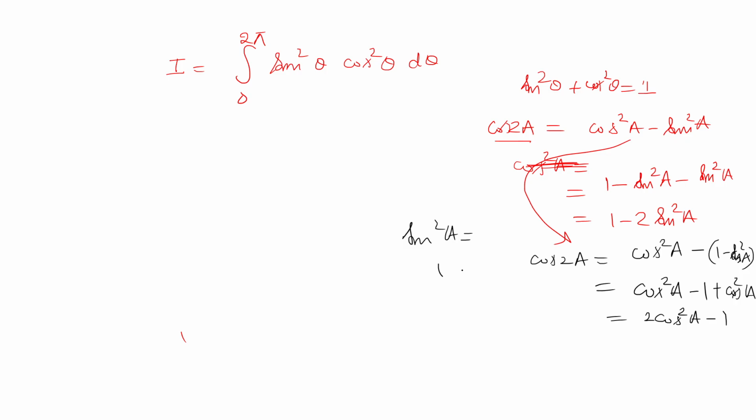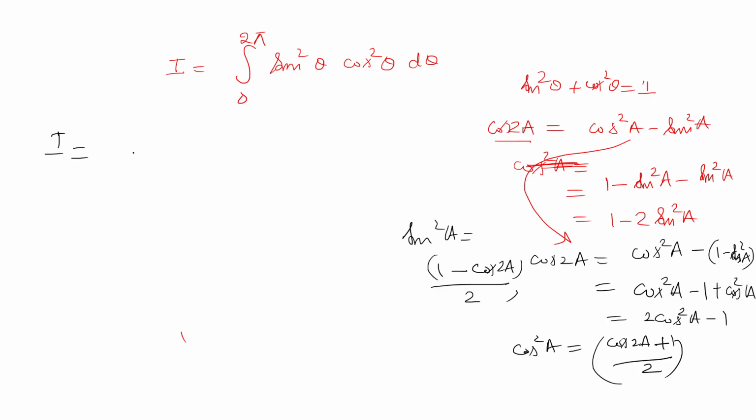So sin²a equals (1 minus cos 2a) by 2. Similarly, for cos²a, we will get (1 plus cos 2a) by 2. So let us substitute this here. Then you can write it like that.